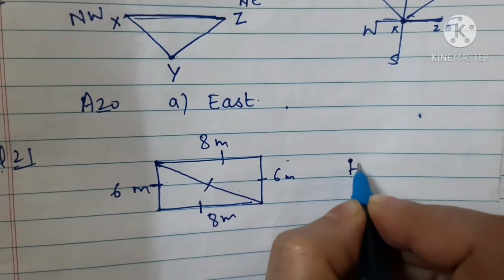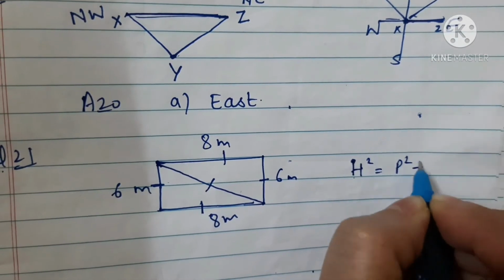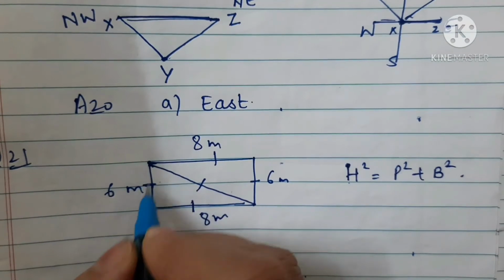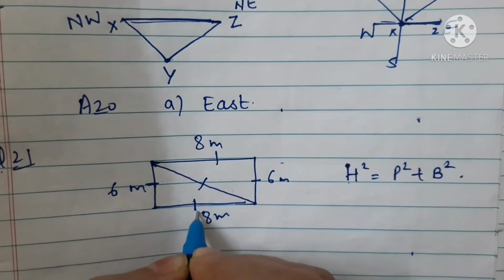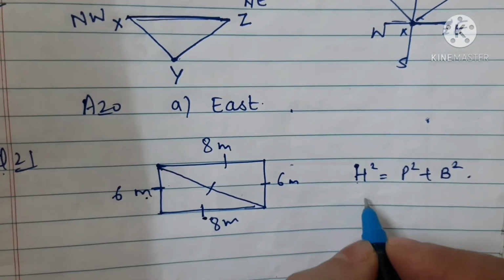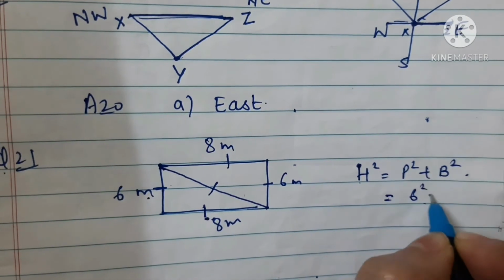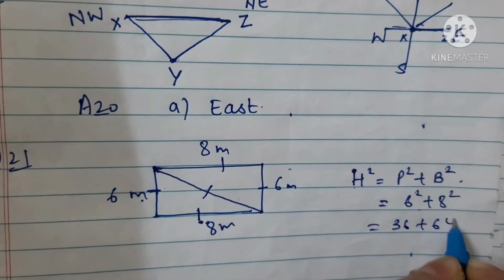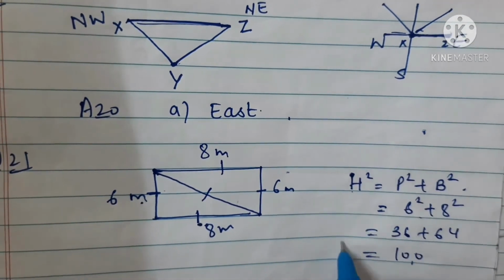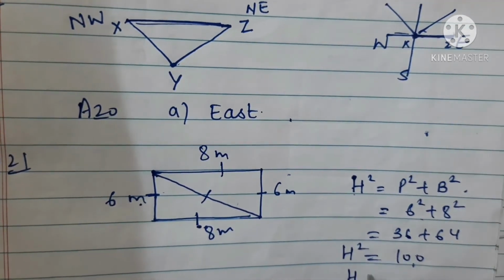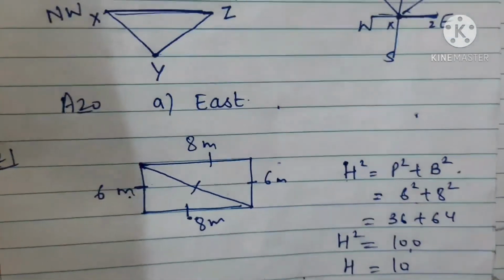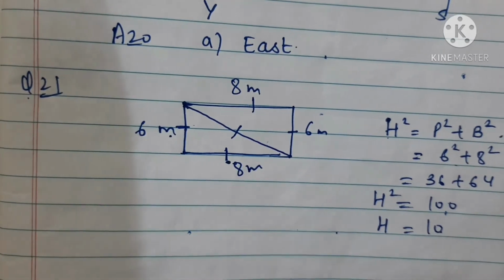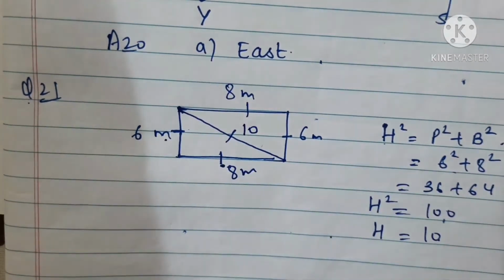For that you use the property, Pythagoras Theorem, h square is equal to p square plus b square. Now if we are talking of this triangle, this 8 is your base and 6 is your perpendicular. So you can write here 6 square is 36 plus 64, which is 100. Now h square is 100, means h will be equal to 10. When you take the square root of 100, you will get h as 10. That means your diagonal is 10 meters.